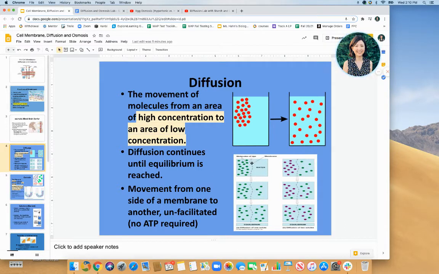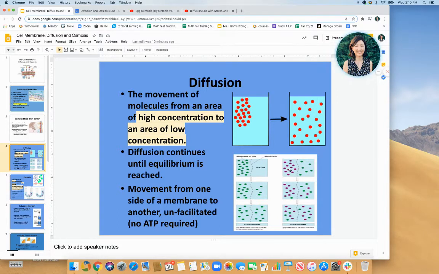Here you have an example of a membrane, and this membrane looks like it allows this green molecule to get through. So the green molecule is going to keep moving through until it's even, and that's called diffusion. It doesn't require any energy, and it just easily passes through. And a lot of molecules will pass through our cell membranes through diffusion.